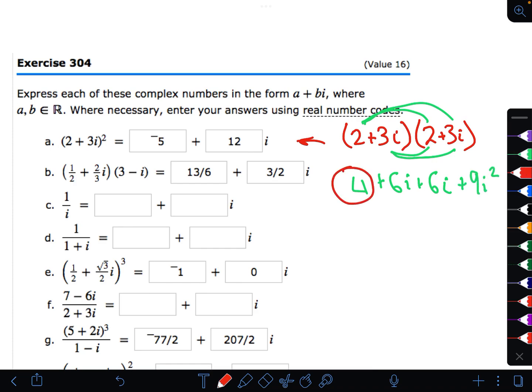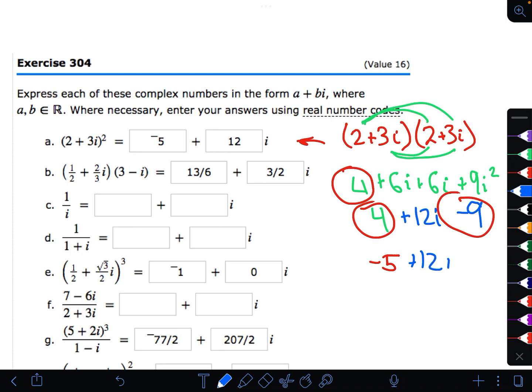So, obviously, these things are going to simplify a bit. Well, that 9i squared, of course, is going to become minus 9. You understand, I hope? In the meantime, obviously the 4 is not changing. And I can combine 6i and 6i. But here's my point. We add the 4 and the negative 9 part. And what am I left with? Yes, I've got the negative 5. And then I've got the plus 12i.